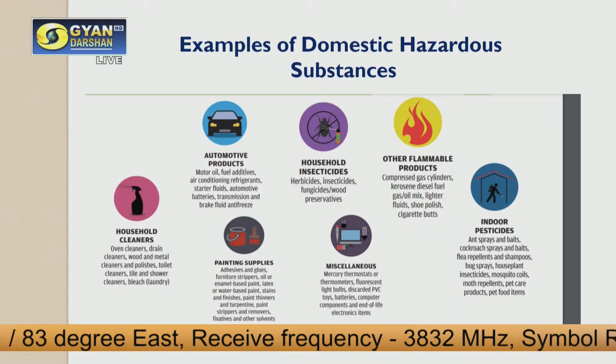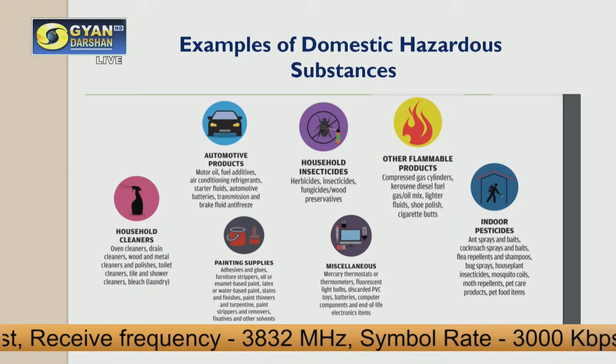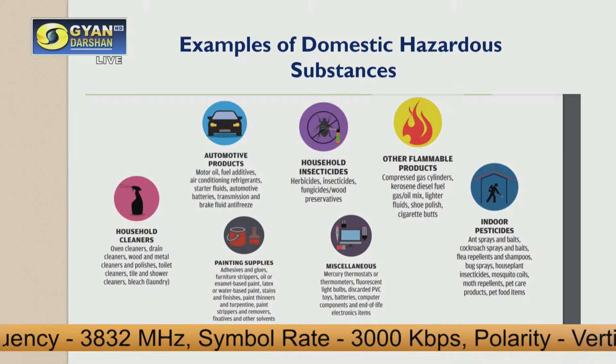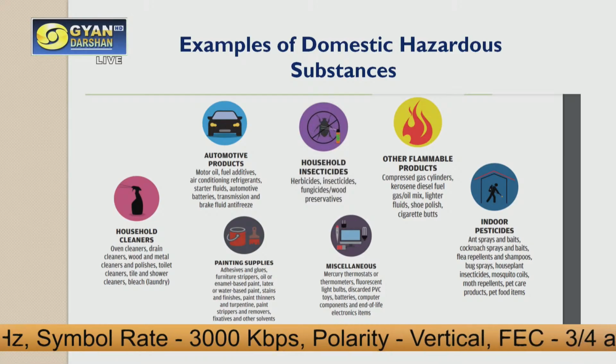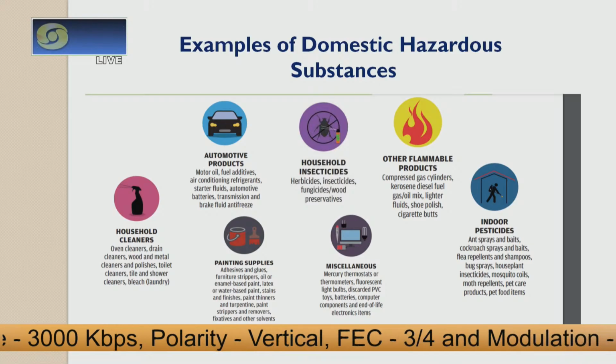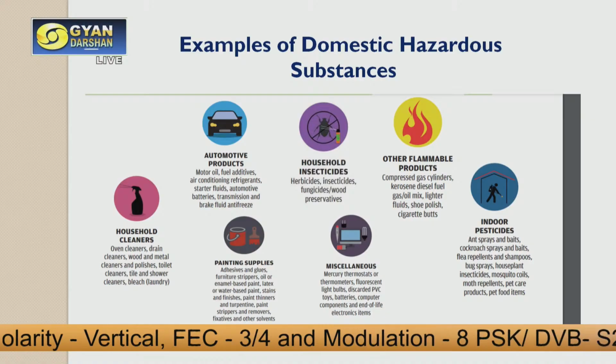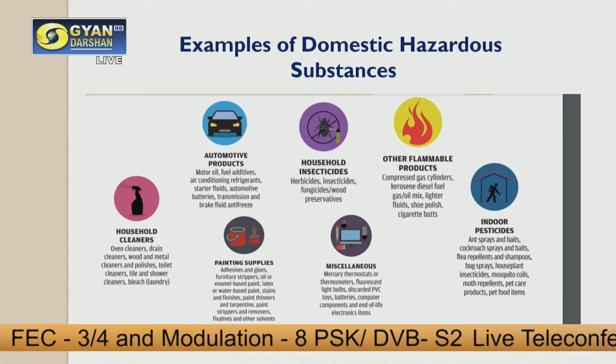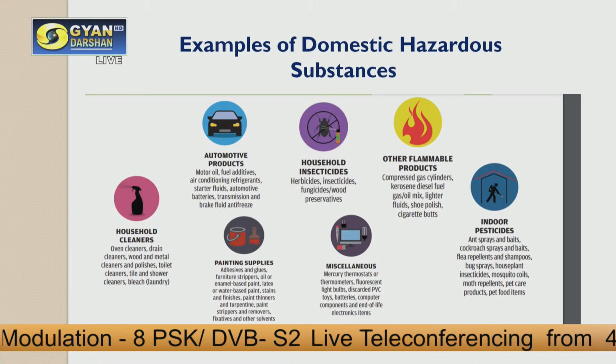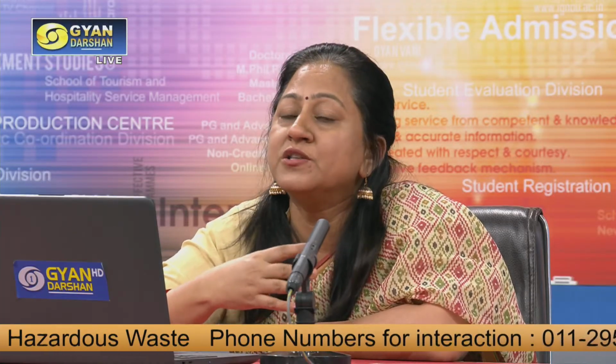Then flammable products, like the gas cylinders in a home, lighter fluid, and shoe polish, which is one of the important examples. Then we have indoor pesticides like ant sprays, which we were just referring to. And in the miscellaneous category, we have mercury thermometers and the different types of cosmetics which we are using, and we are discarding them as such with the other types of waste. That is a major category of domestic hazardous waste.